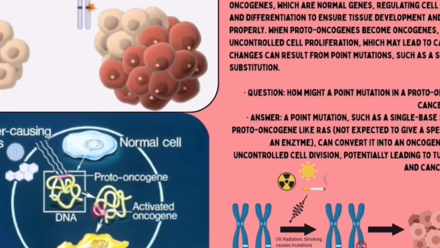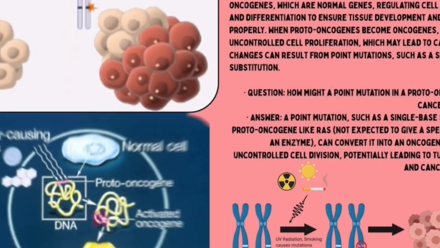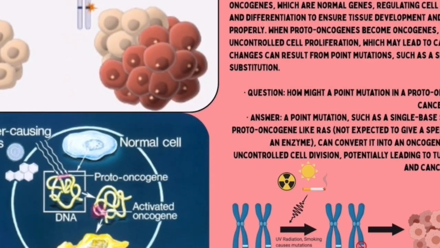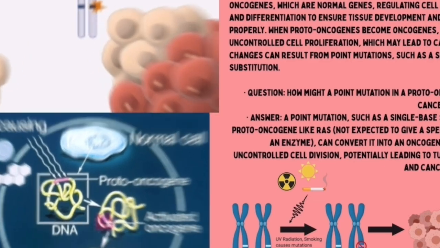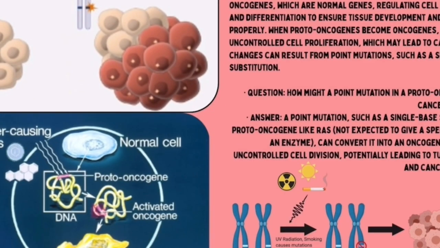Oncogenes are mutated or overexpressed versions of proto-oncogenes, which are normal genes regulating cell growth, division, and differentiation to ensure tissue development and function properly. When proto-oncogenes become oncogenes, they can drive uncontrolled cell proliferation, which may lead to cancer. These changes can result from point mutations such as single base substitution.